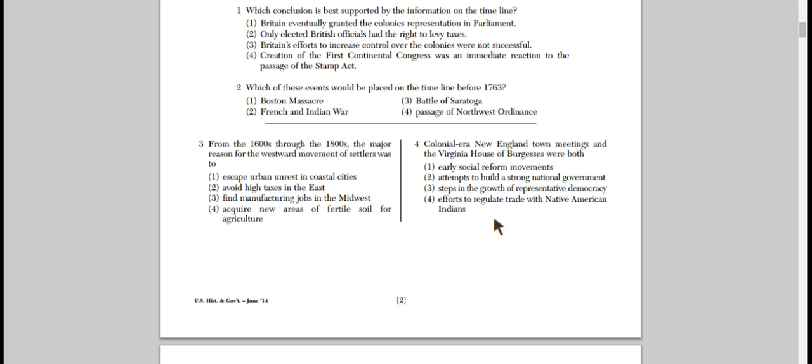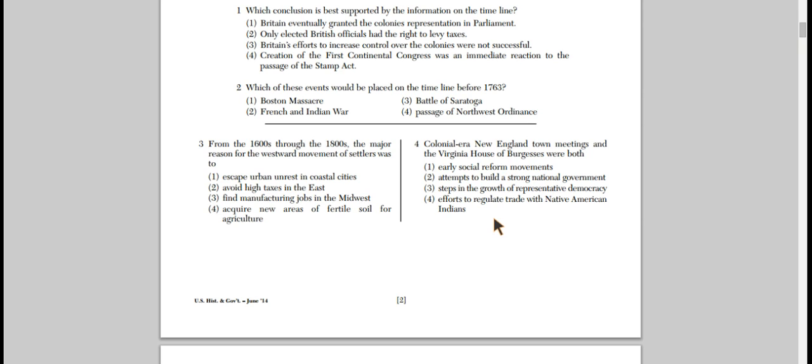All right, so the last question we're going to do in today's study session is: the colonial era New England town meetings and the Virginia House of Burgesses were both. Now, anytime you ever see New England town meetings, Virginia House of Burgesses, Mayflower Compact, Fundamental Orders of Connecticut, you're always going to want to think about, all right, so those were early ways for us to get involved in government. So let's see if there's an answer about that.